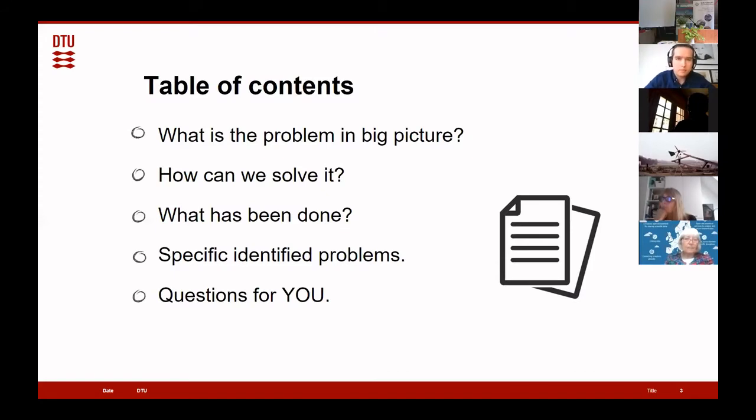First, I will take up the words about the problem in the big picture, then suggest how we can solve it, say what has been done, specify problems, and ask you several questions.